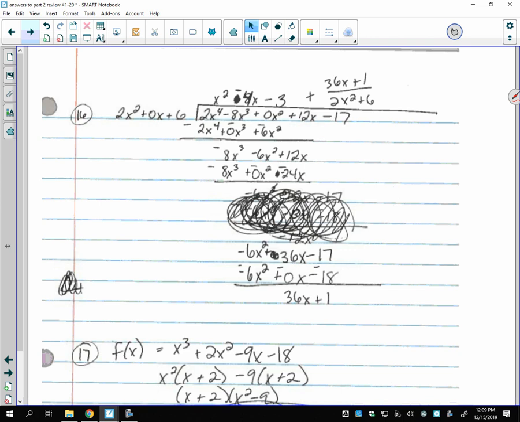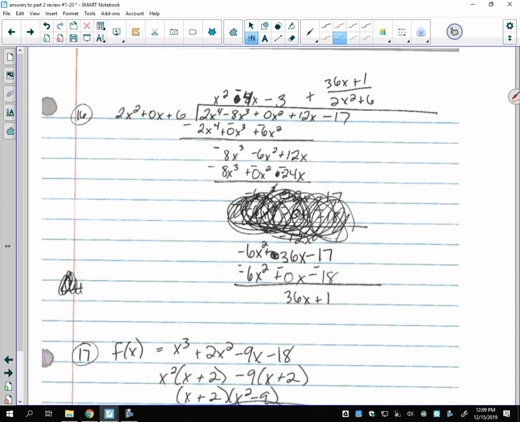Maybe not a bad idea if you really forget this, to go back to your notes when we did long and synthetic division and look back at that video to remind yourself. But you have to say, like, what do I multiply this by to get this? And then you fill in the top numbers, one at a time.